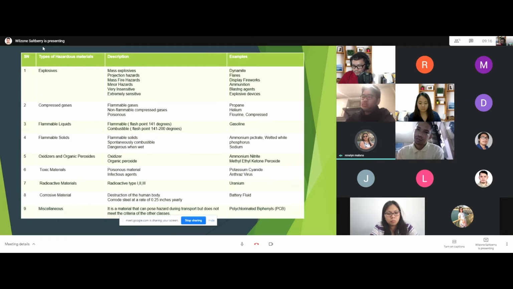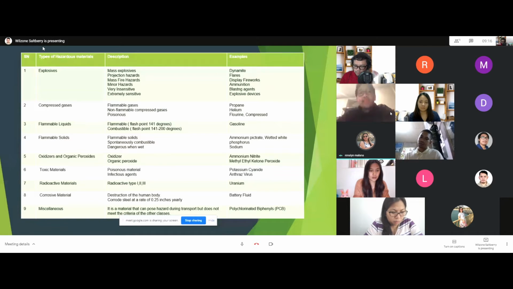Number seven, radioactive materials. There are three types. An example of these is uranium. Corrosive material: it can corrode human tissue and corrodes steel at a rate of 0.25 inches yearly, like battery fluid. Miscellaneous is a material that can pose a hazard during transport but doesn't meet the criteria of other classes. An example of this is polychlorinated biphenyls.